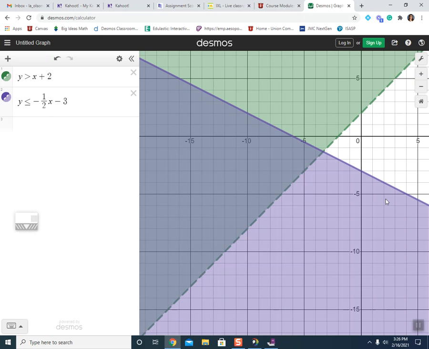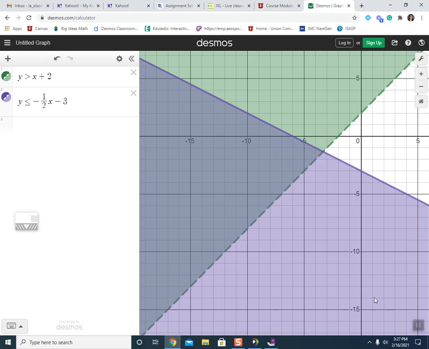Couple things to pay attention to. So I could have a solution of negative 1, 0, but I could not have a solution of negative 5, negative 3. Here's why. Negative 1, 0 is on this solid line. The solid line means that I can include it. So anything on that line can be part of my solution set where it overlaps. But negative 5, negative 3 is on the dotted line, which means that I'm not including that.